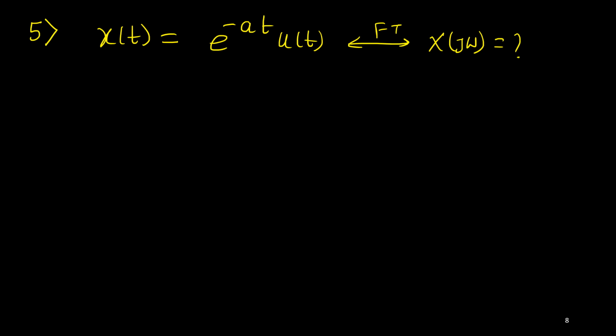Now, we'll draw the shape. You see this function is an exponentially decaying signal. The left side is 0, so it will start from 1. This is your e to the power minus at u of t. This is your x of t.